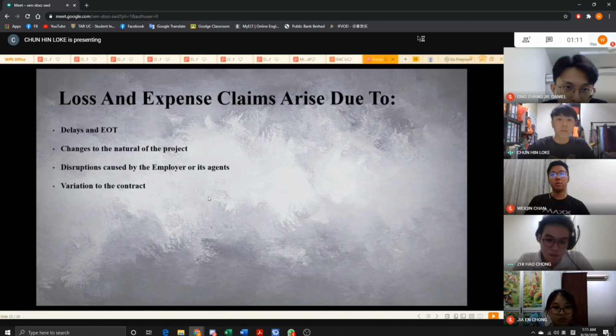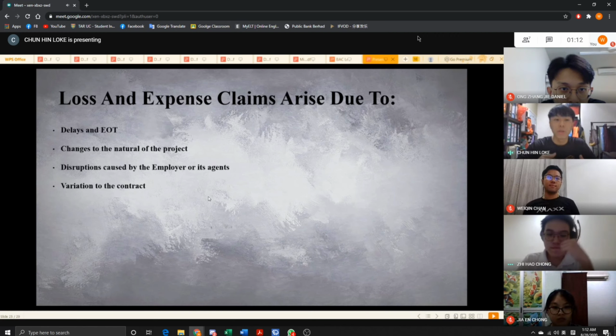Next, loss and expenses are caused by matters affecting the regular works progress. The loss and expenses claims arise due to a few issues, which are delays and EOT, changes to the nature of the project, disruptions caused by the employer or its agent, and last is variation to the contract.